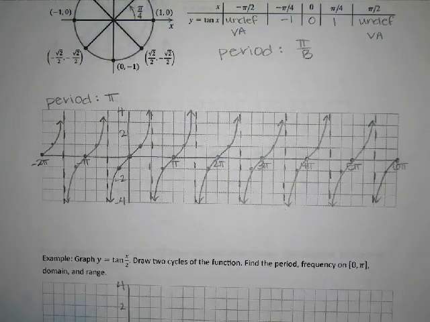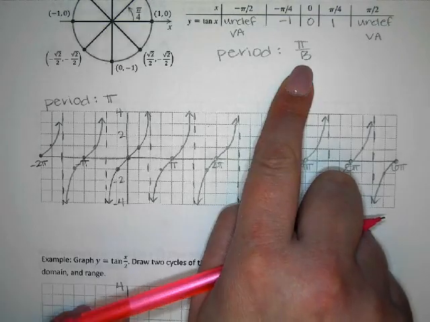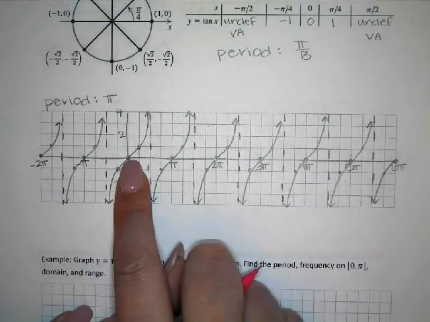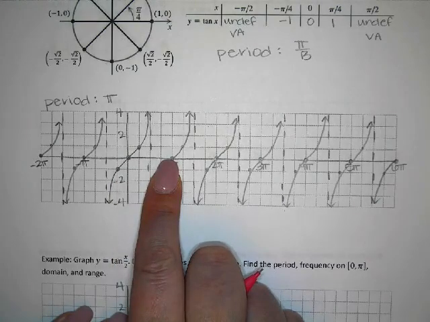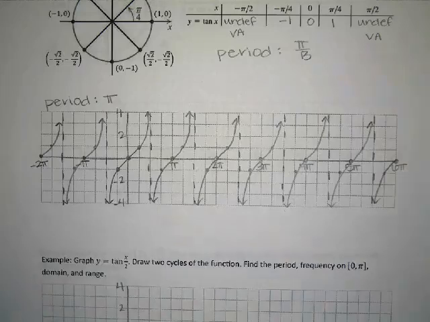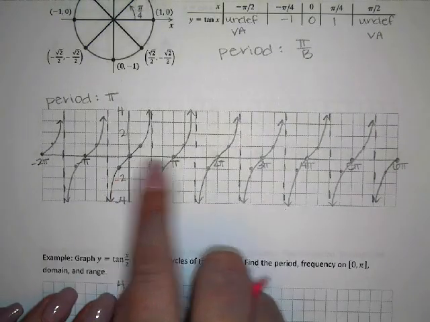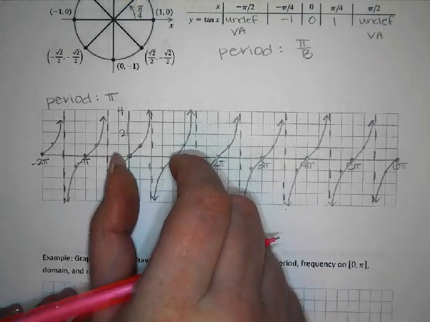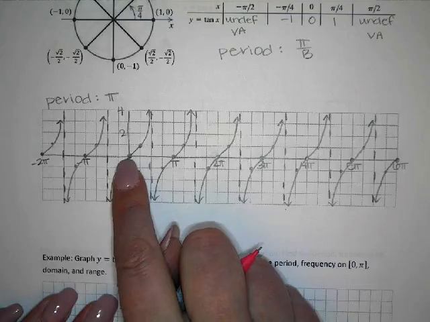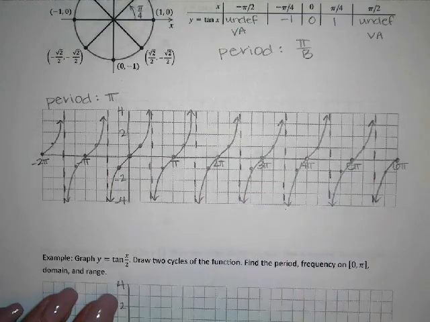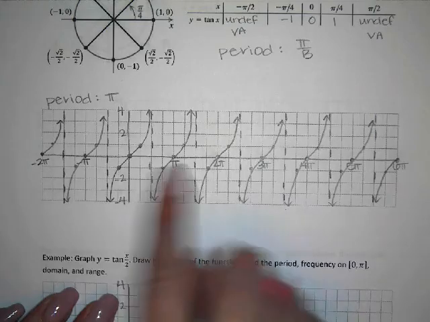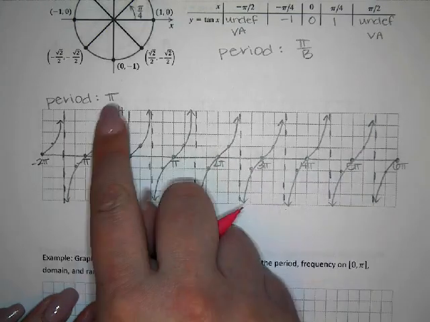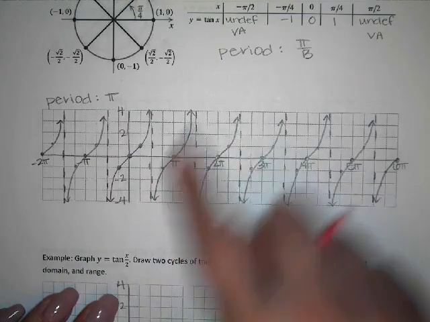So for me, when I look at this graph and think about how I'm going to graph this and think about shortcuts, I'm going to recognize that the x-intercepts are the width of the period. So the x-intercepts are at 0, pi, 2 pi, 3 pi, 4 pi, 5 pi. And I'm going to recognize that the vertical asymptotes are exactly halfway between the x-intercepts. Because the period is a width of pi, the asymptotes are at pi halves.